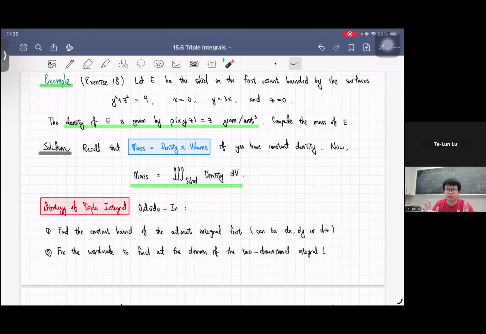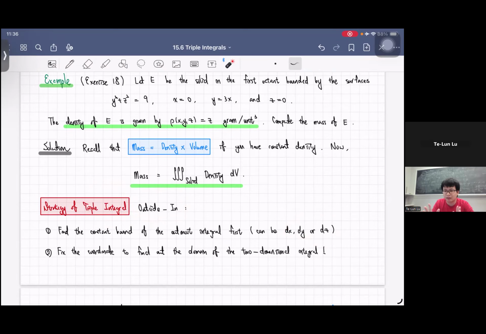So first of all, you want to describe the constant boundary. The outermost integration is always of constant boundary, right? Because after integrating, you should get a constant instead of a variable. So first of all, you should fix the outside boundary. It can be dx, dy, or dz, depending on your choice, but you have to find the minimum of, say, x and maximum of x to get the outside boundary.